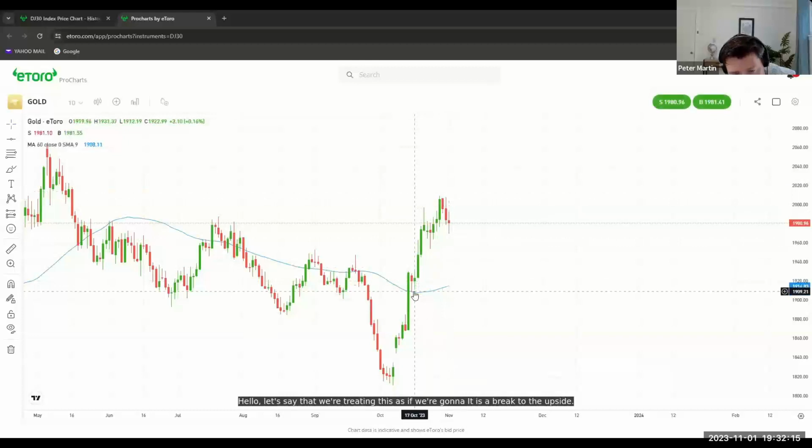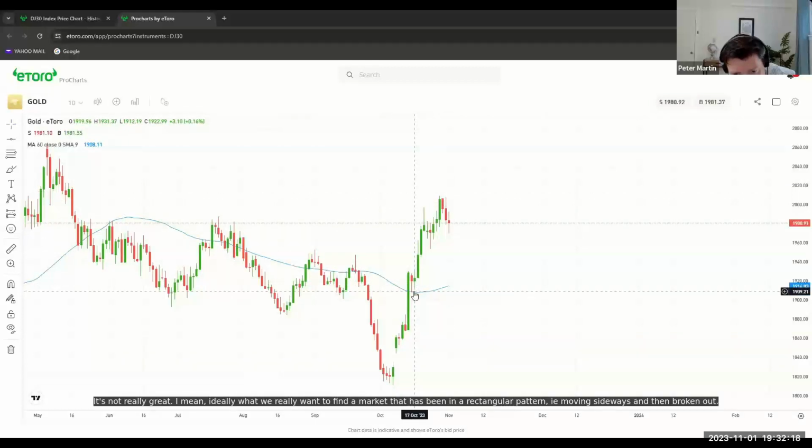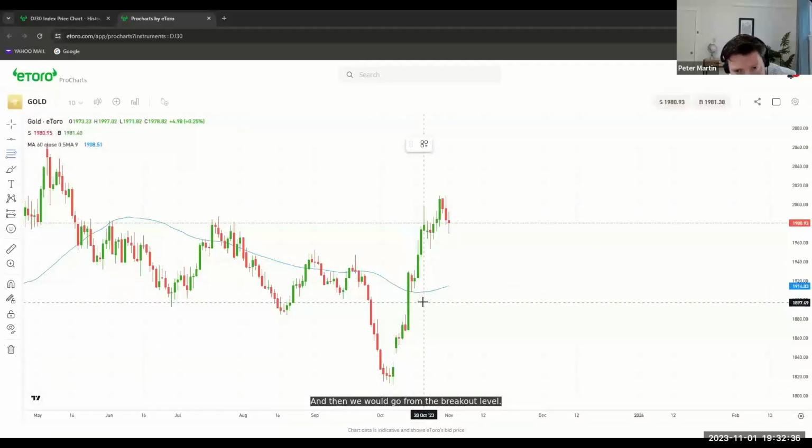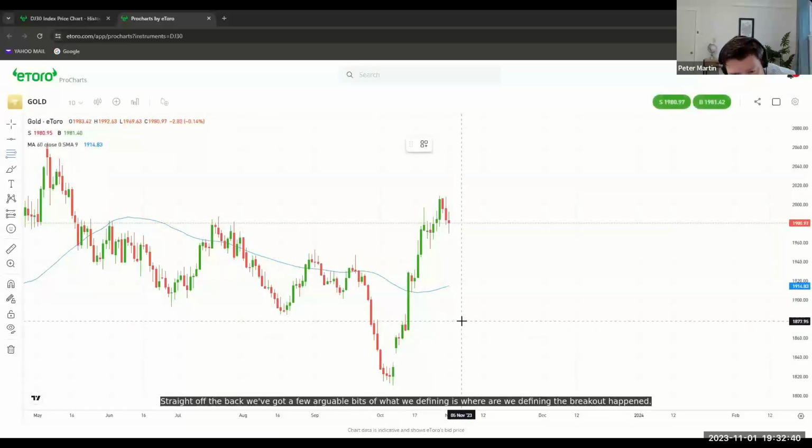It's not really great. Ideally, what we'd really want to find is a market that's been in a rectangular pattern, i.e. moving sideways and then broken out. That's the one we'd ideally like to look at. And then we would go from the breakout level to the first retracement. So straight off the bat, we've got a few arguable bits of where we're defining the breakout happened.